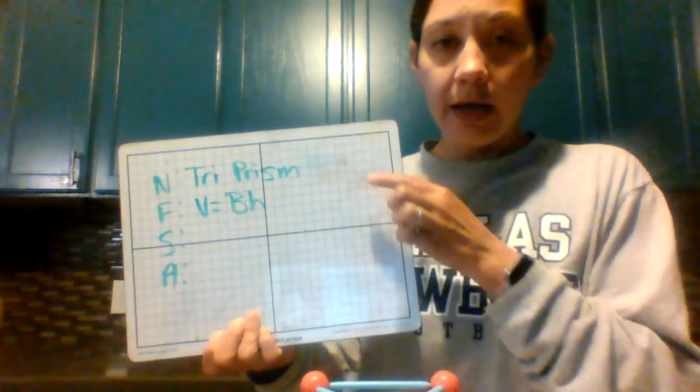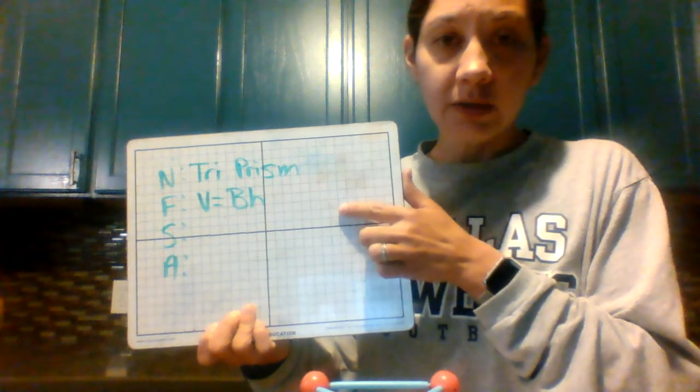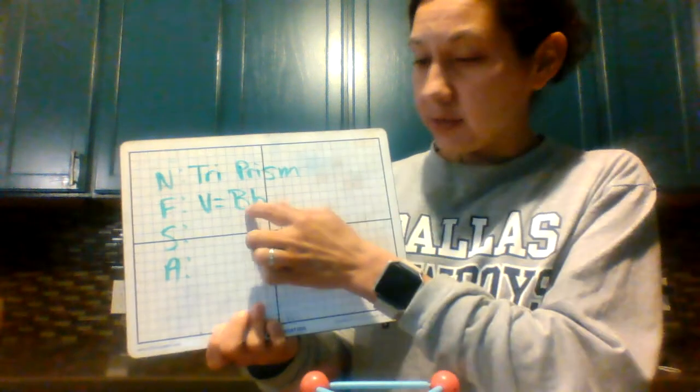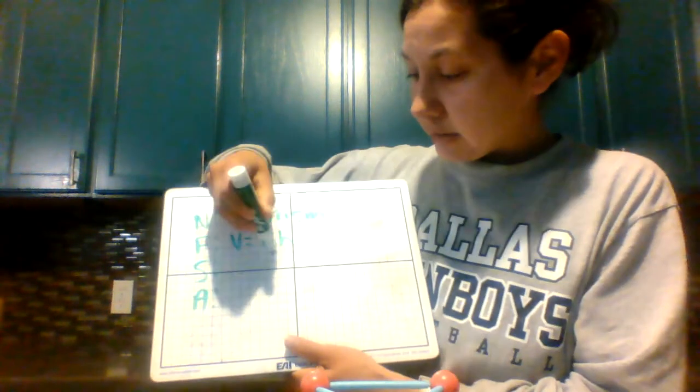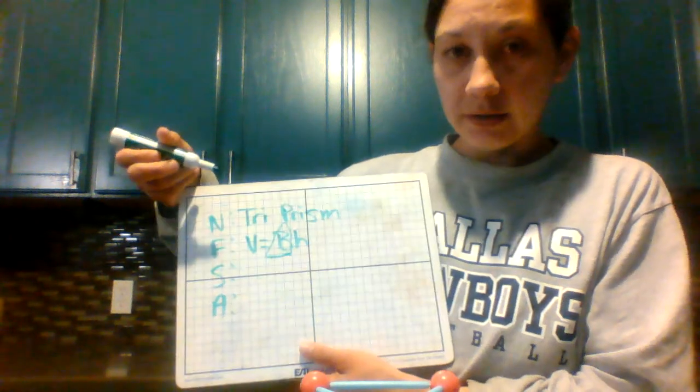If I'm finding the volume of a triangular prism, I start with the name of it. The formula for volume is the same as a rectangular prism. The difference is going to be this capital B here, because on a triangular prism, the base is a triangle. So I'm going to draw a triangle around that. And I'll come back to this in just a second. Let's say I'm going to find the volume of this triangular prism.